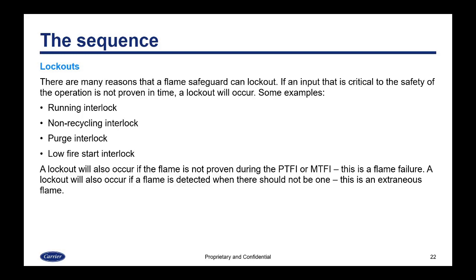Purge interlock or low fire start interlock are the end switches on the modulating motor to prove that the positions have been achieved in time. A lockout will also occur if the flame is not proven during the PTFI or MTFI. This is a flame failure, so main flame or pilot flame. A lockout will also occur if the flame goes out during run. And a lockout will also occur if a flame is detected when there should not be one, such as an extraneous flame. In some cases, you have a little bit of a timer there because when you're using infrared scanners, for example, you might have a residual flame signal when you turn the burner off due to reflections from the refractory. So there is some leeway that you can program into them with afterburn time.